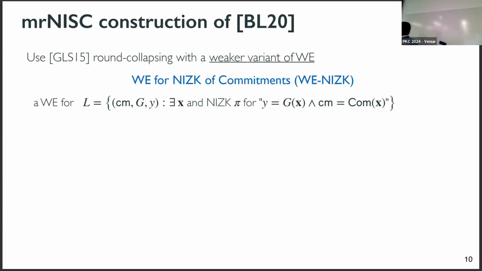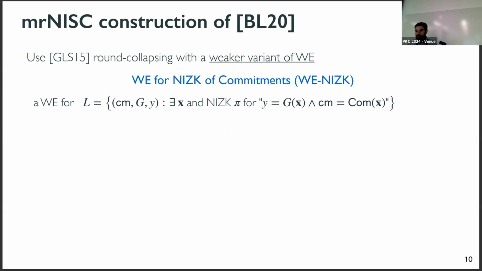So Benhamouda and Lin, as I mentioned before, showed how to realize Mr. NISC using a weaker variant of witness encryption called WE for NIZK of commitments. And they use this in order to essentially realize this round collapsing technique. And I will not go into how this is done. But what is this WE for NIZK of commitments?